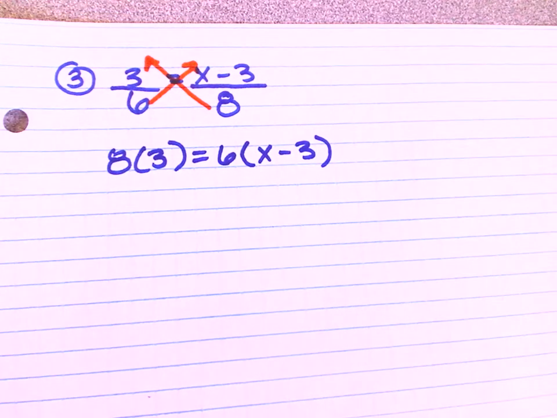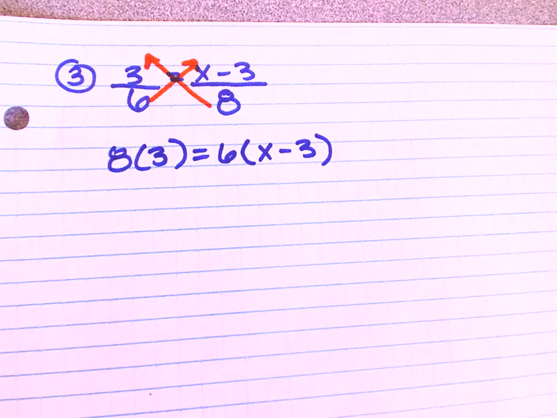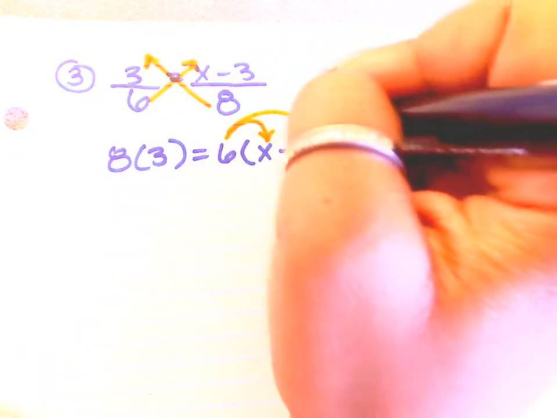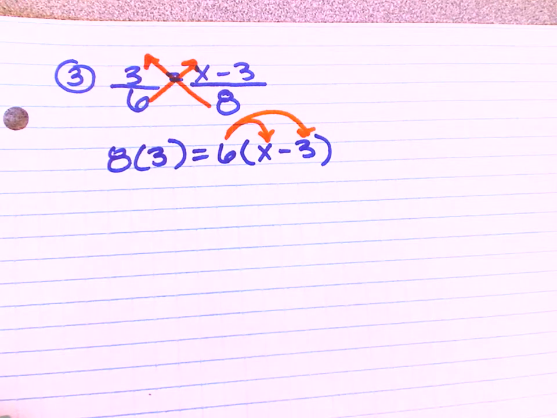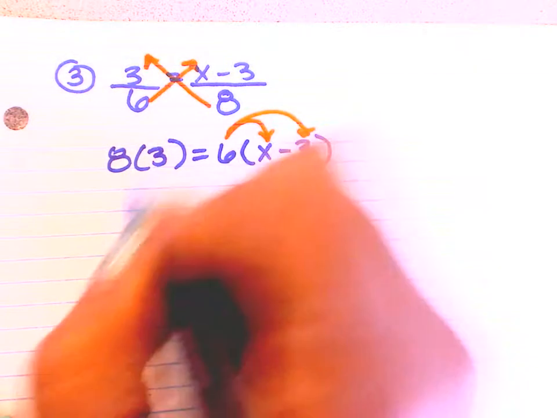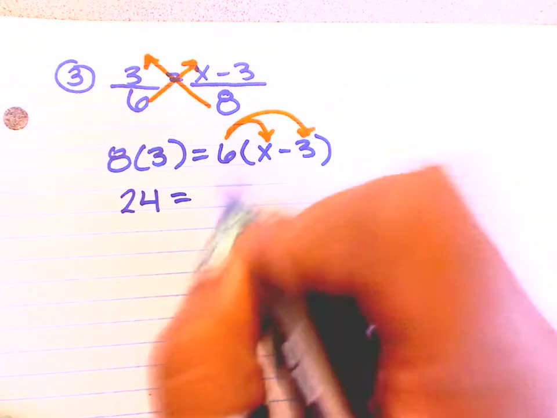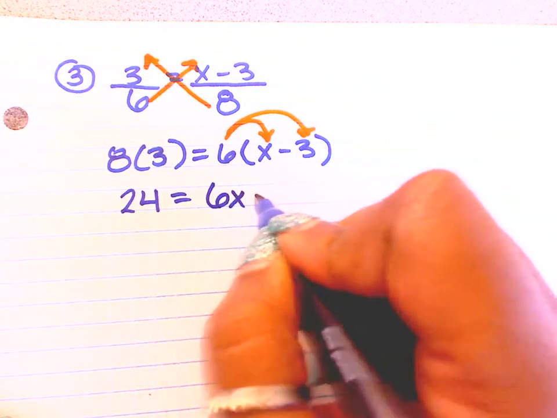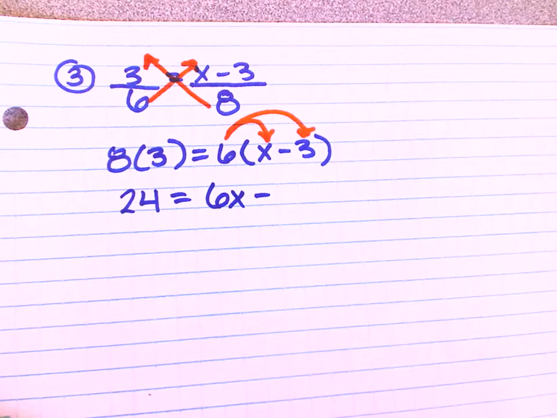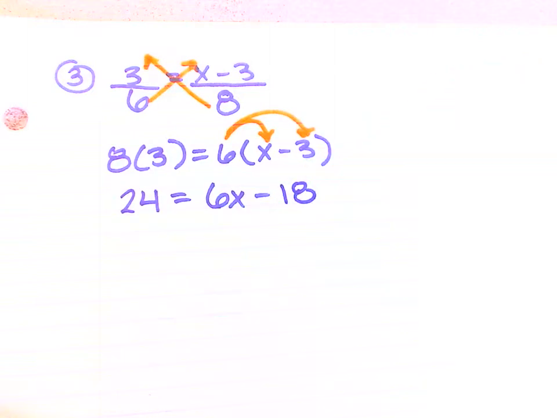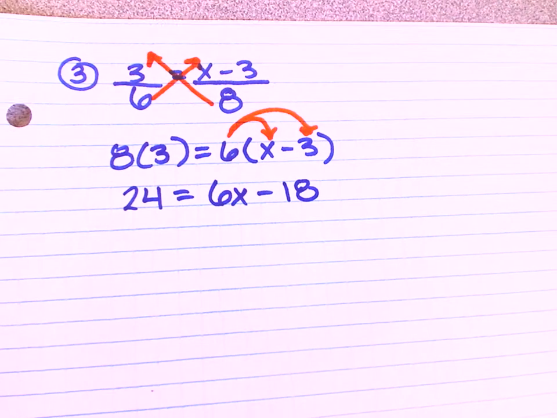Then it's just like we've done it before. We have to simplify each side. But in order to do that, on this side, I must distribute. Okay, so 8 times 3 is 24 equals distributing 6 times x is 6x. Bring down my minus sign. 6 times 3 is 18. And you know how to do these.